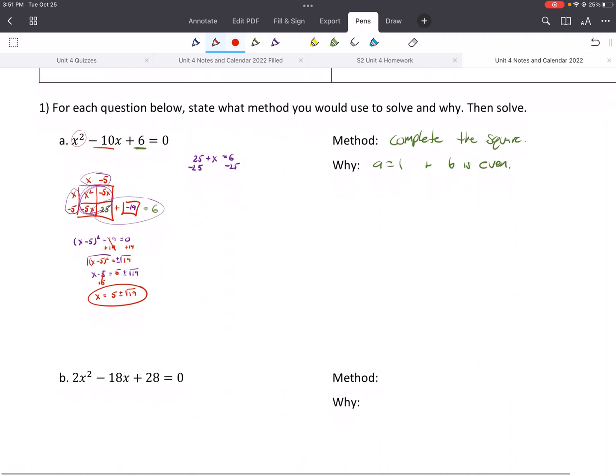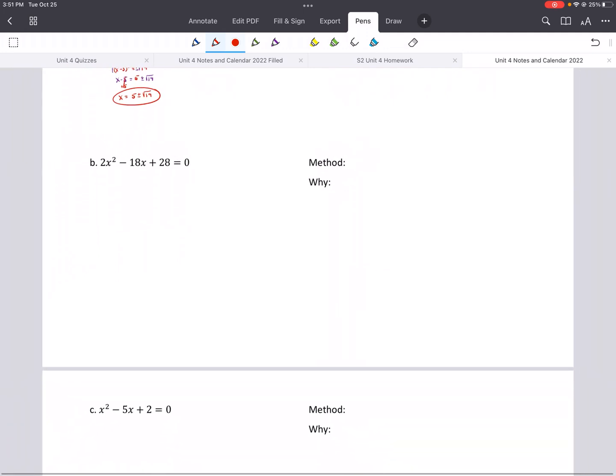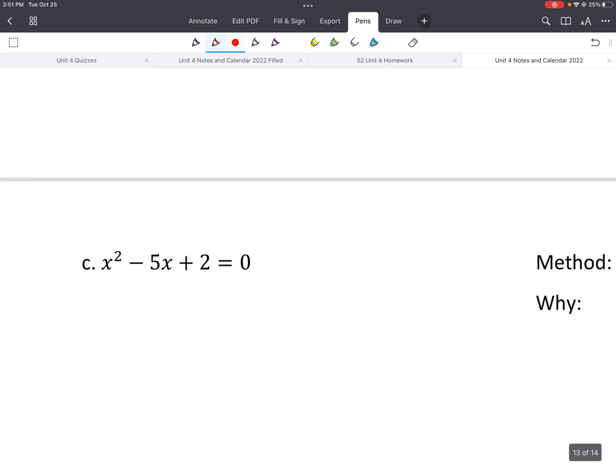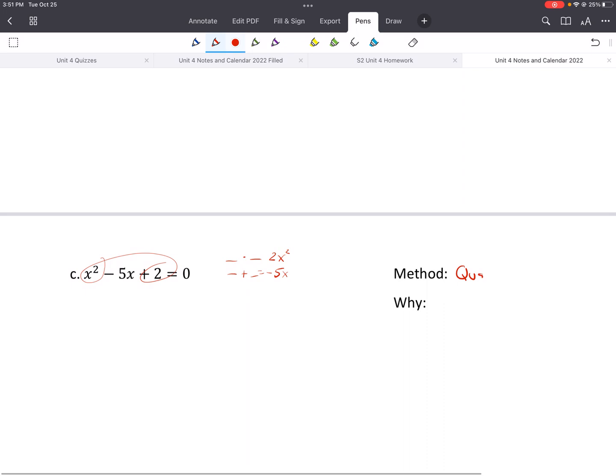Now we need to figure out which of these would be factorable and which one could use the quadratic formula. Now, since the quadratic formula works all the time, we should maybe focus more on which one you can factor. Okay, so like for C, if we try to factor, is there anything that multiplies to 2 and adds to negative 5? No, no way. So this one would have to use the quadratic formula. Why? Because the others don't work.